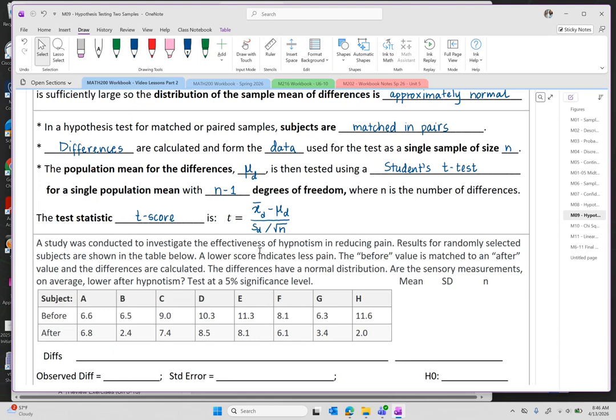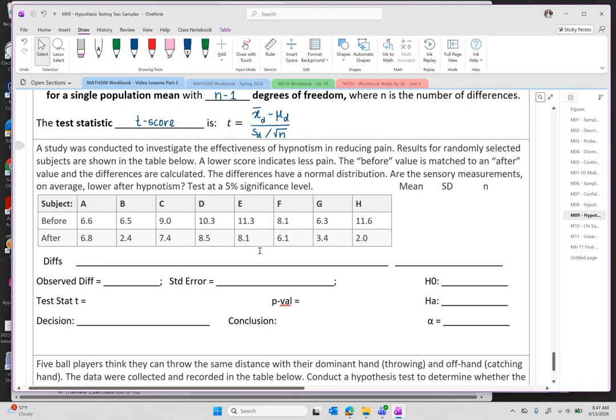The population mean for the differences, mu sub d. So it's not the mean of a particular population, and the variable of investigation is the mean of differences, which is then tested using a student's t-test for a single population mean with n-1 degrees of freedom, where n is the number of differences. Your test statistic or t-score will be, again, the sample mean from the differences minus the population mean from the differences divided by the standard error of this distribution, which is the standard deviation of the differences divided by the square root of n.